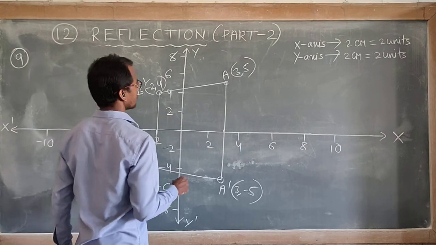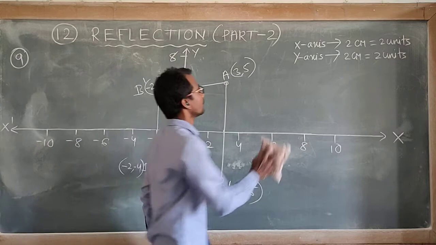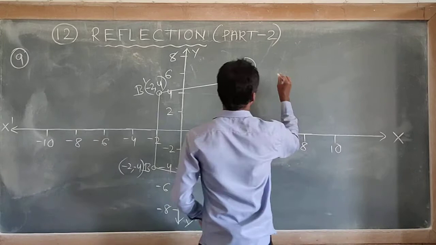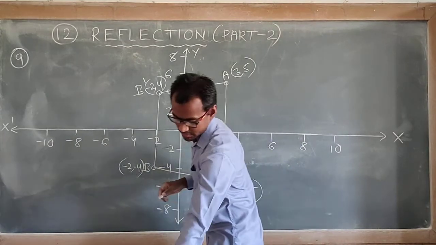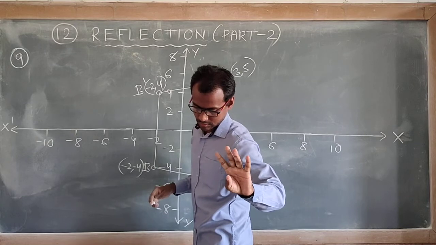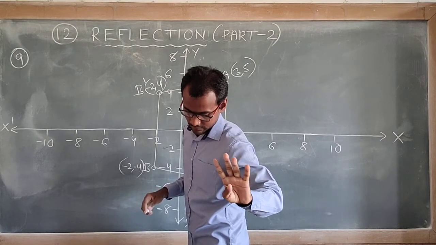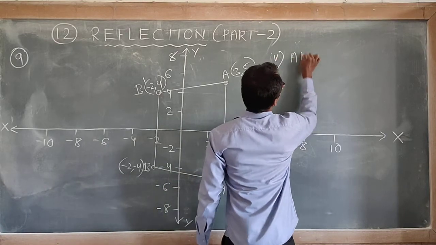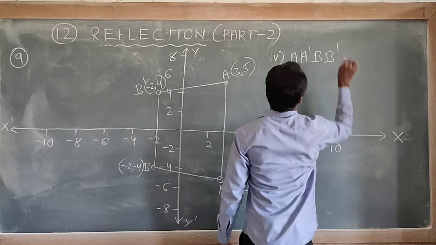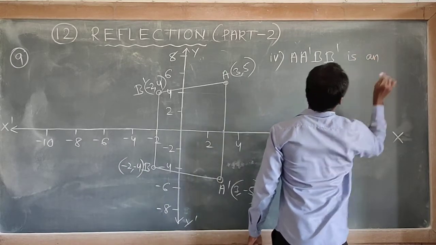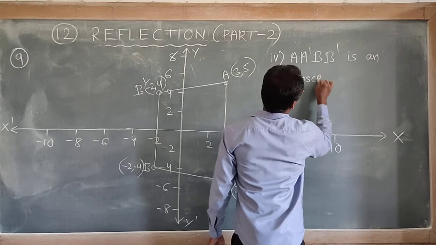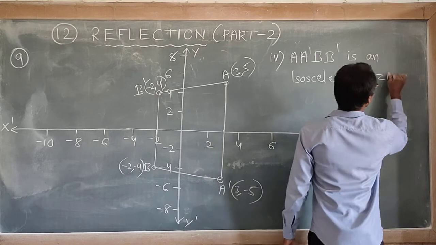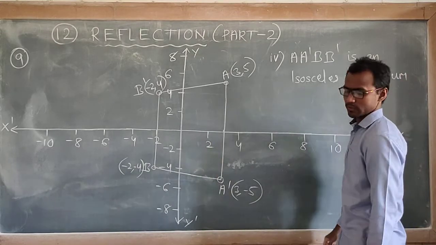So we can write here. You have to write in a separate paper. So here you write. This is which bit? Third. Sorry, this is fourth bit. Fourth bit. So we can write A dash B dash, then isosceles trapezium. Fourth bit over.